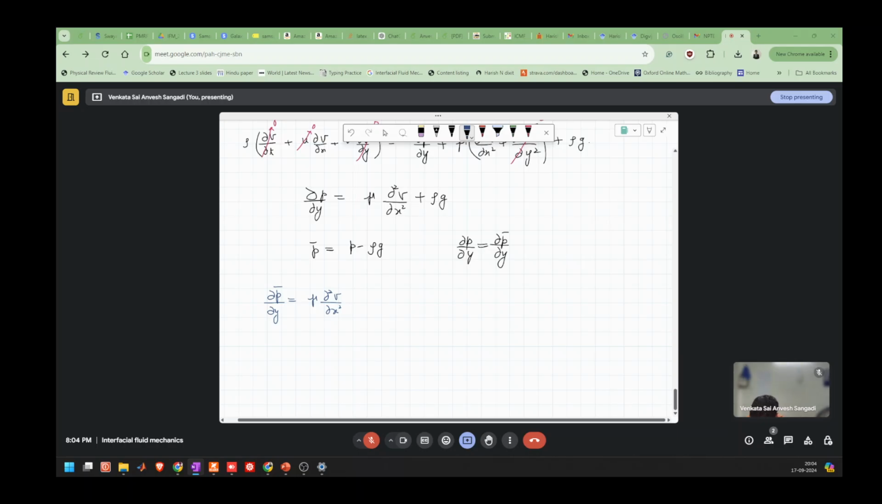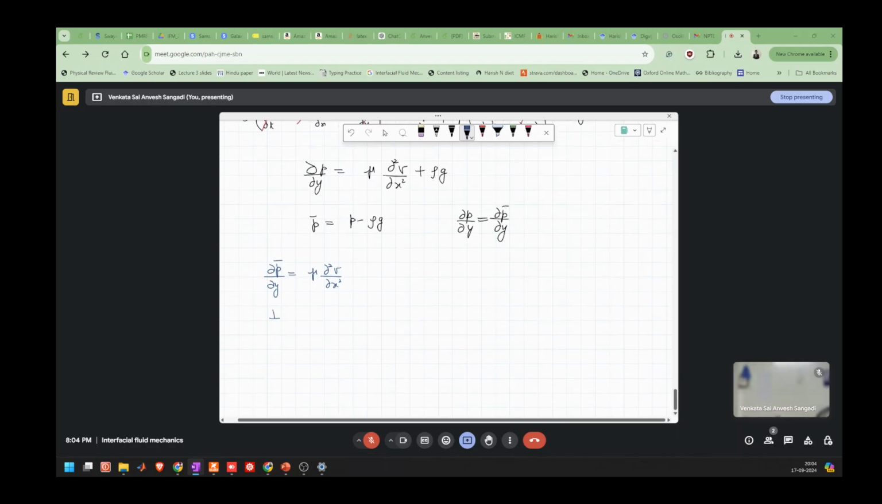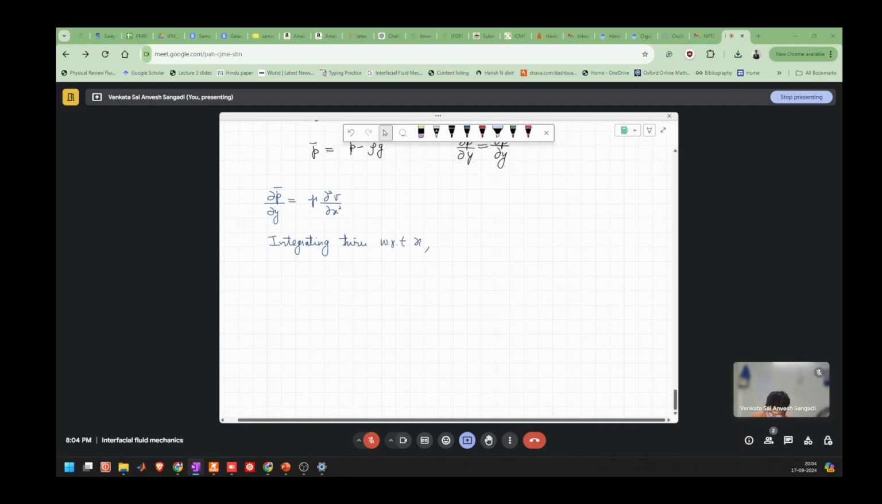Integrating twice with respect to x, we get v as a function of x, which is equal to 1 by 2 mu del p bar by del y into x square plus c1x plus c2.